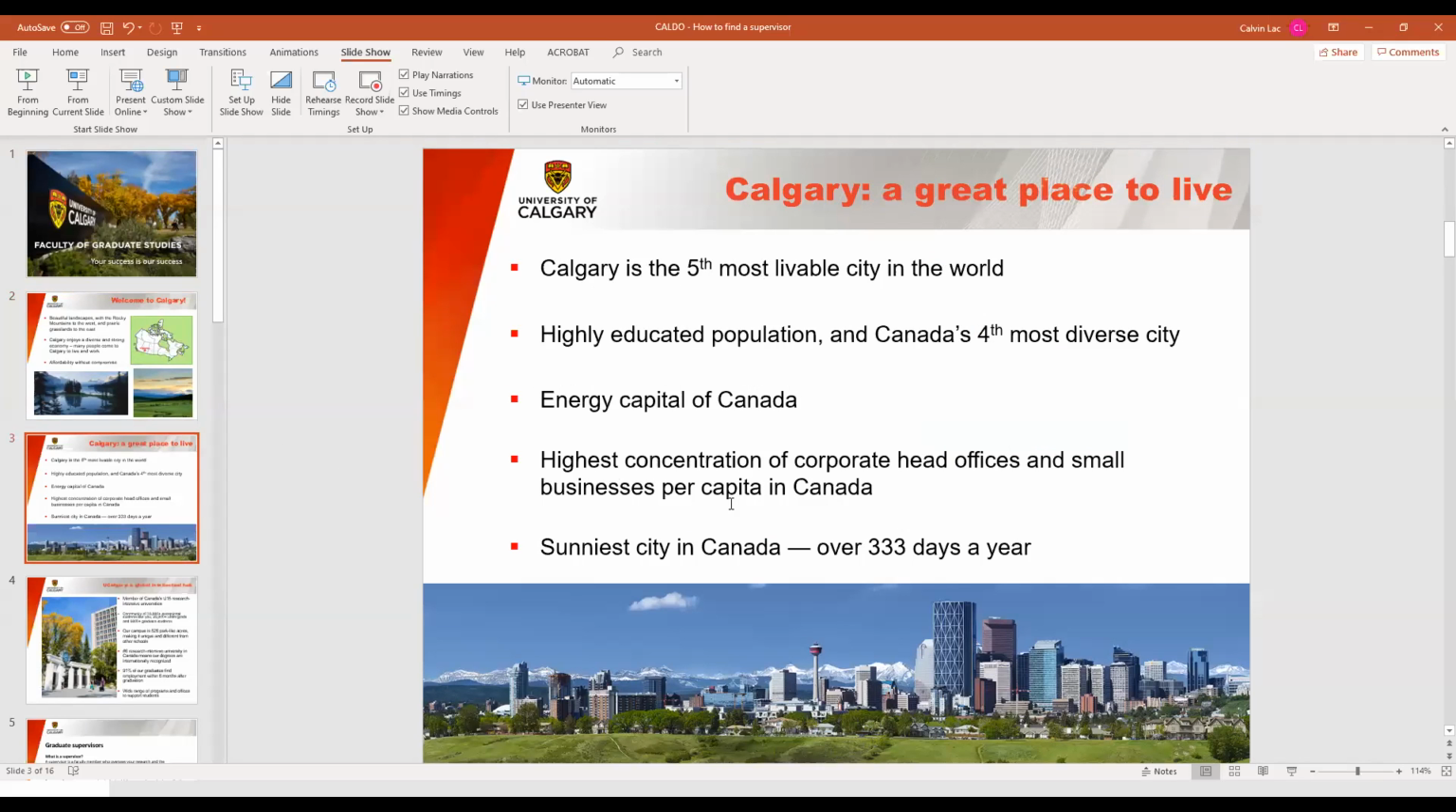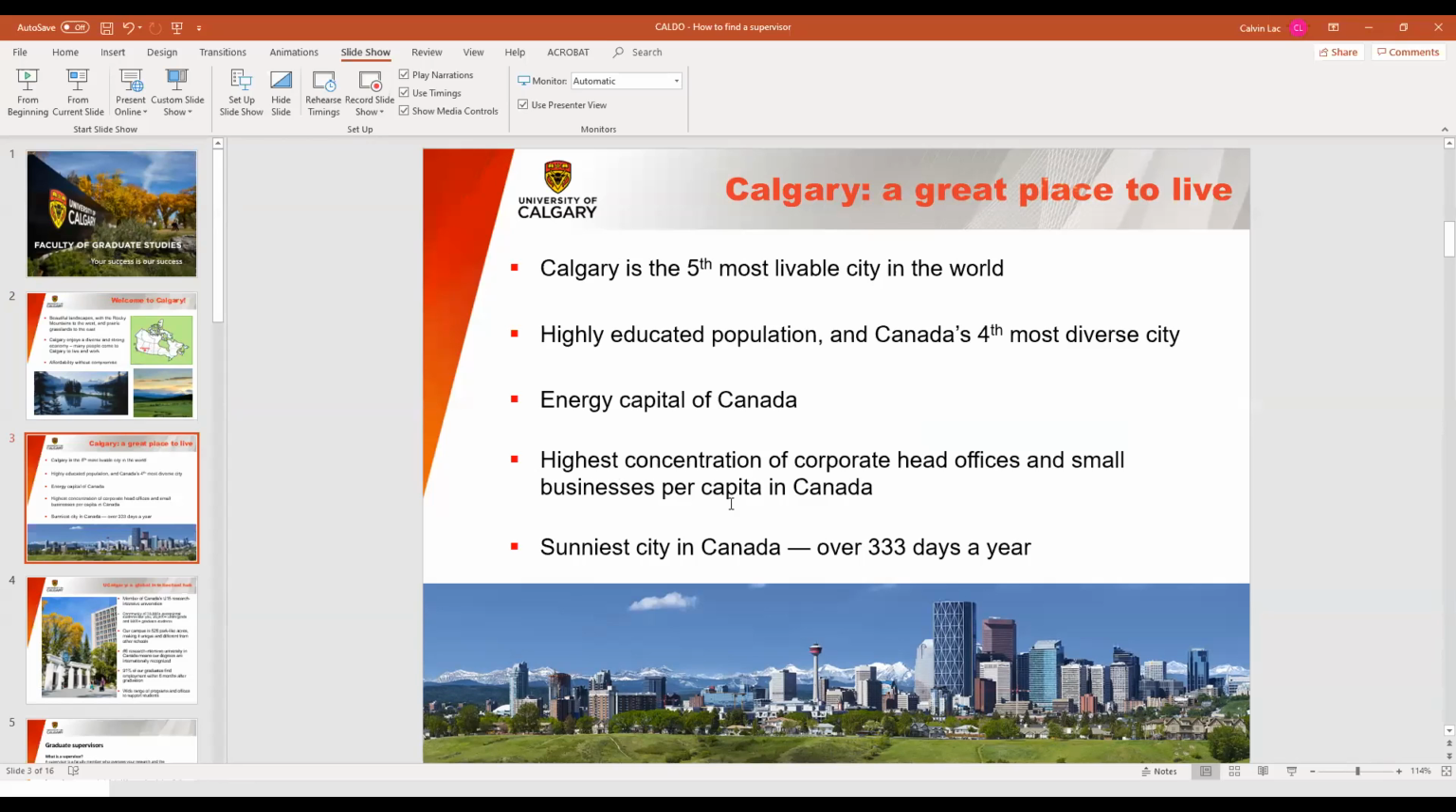A little bit about the city. Calgary has been ranked the 5th most livable city in the world. So when you think of all the great places to live in the world, in America, in Canada, Calgary was ranked the 5th most livable city in the world. We are a very highly educated population and Canada's 4th most diverse city. We are also known as the energy capital of Canada, so a lot of research and a lot of work goes into the oil and gas industry here.